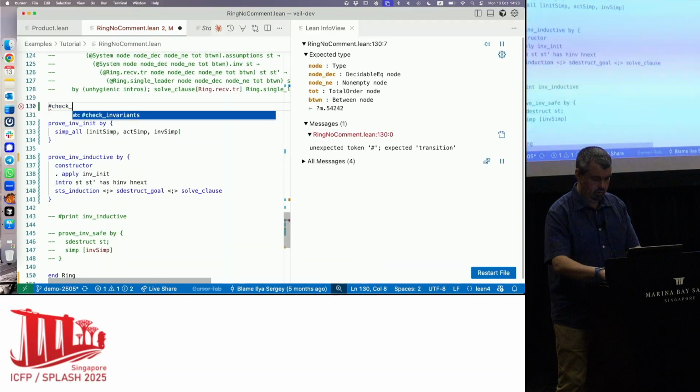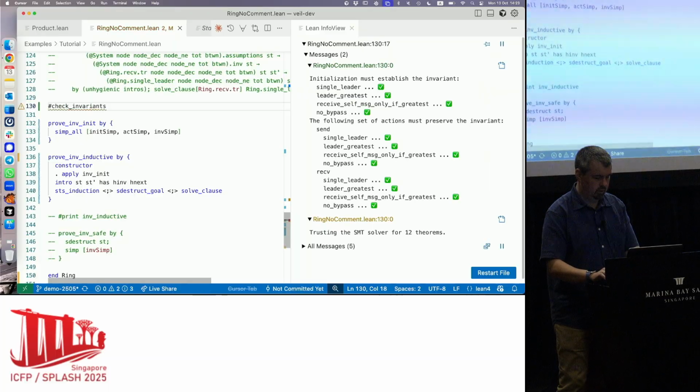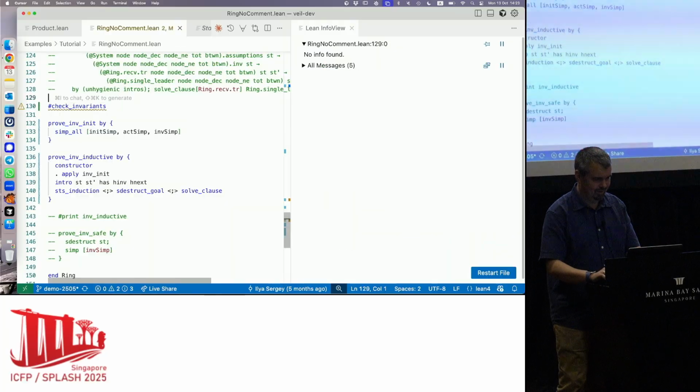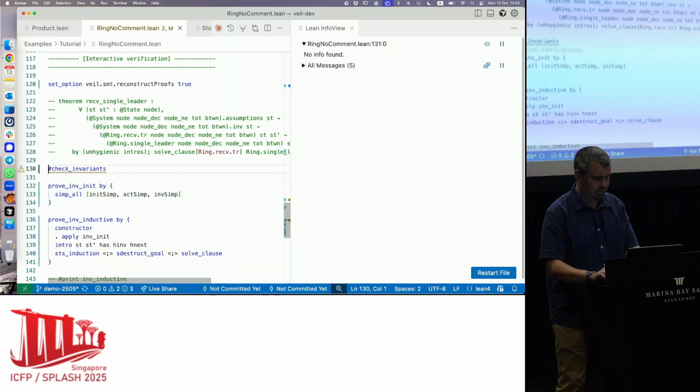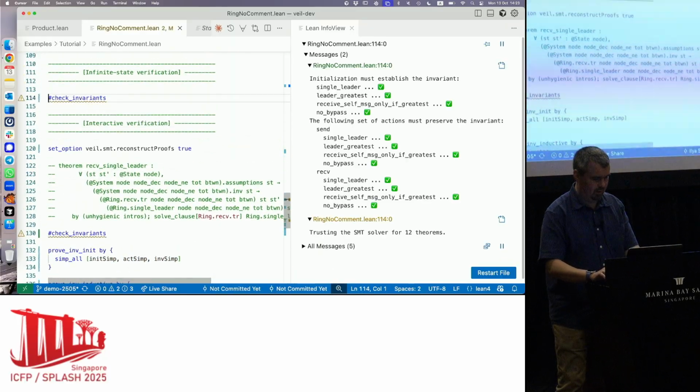So that one will not work, no? You have to put the option before check invariance or comment the other. This one. No, comment the first check. OK, thank you.